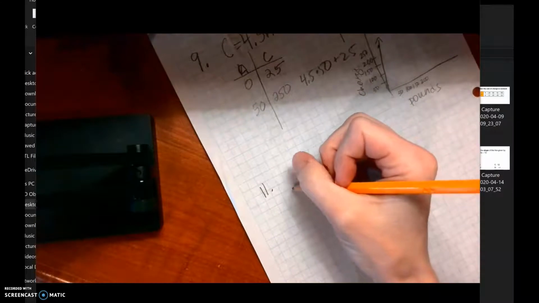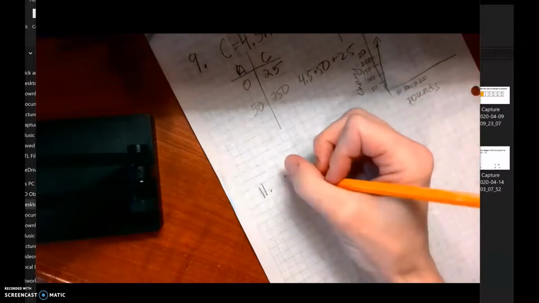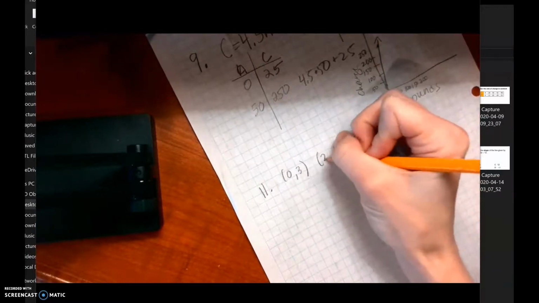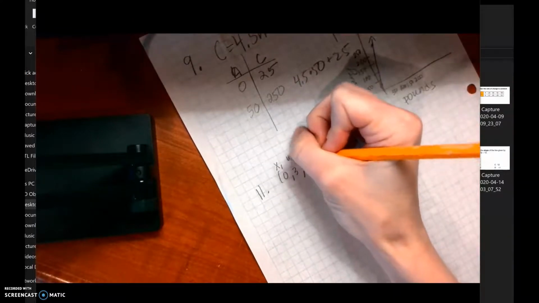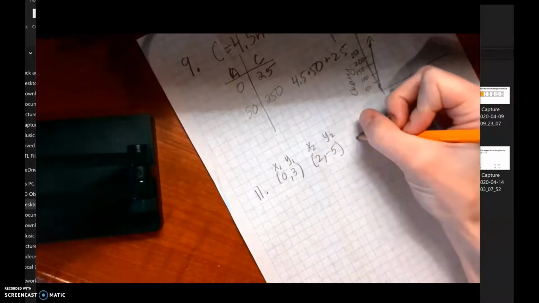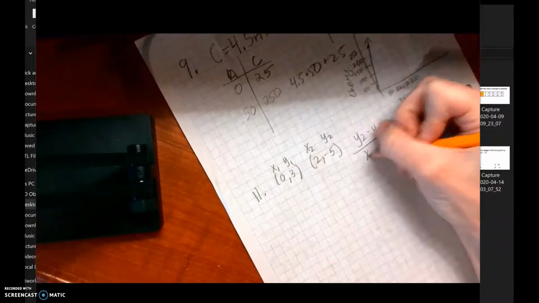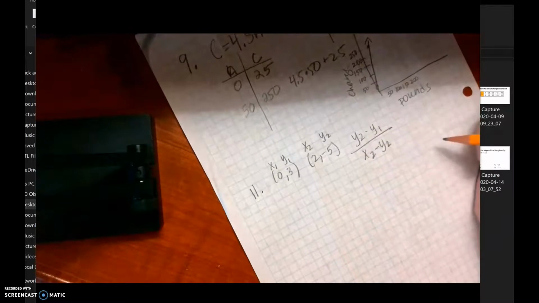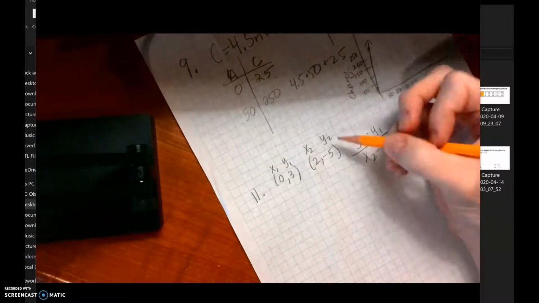Okay, number 11, it says, write the equation of the line that passes through each pair of points in slope-intercept form. So (0, 3) and (2, -5). This is x1, y1, x2, y2. So my slope formula is y2 minus y1 over x2 minus x1. The first thing I want to do is find the slope, so I know what the slope of the line is.